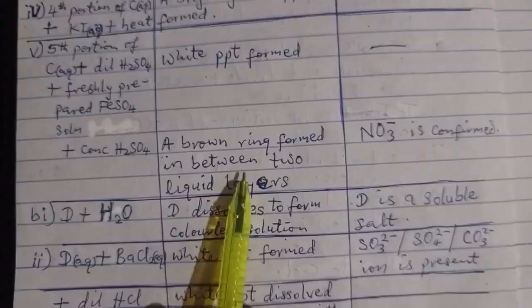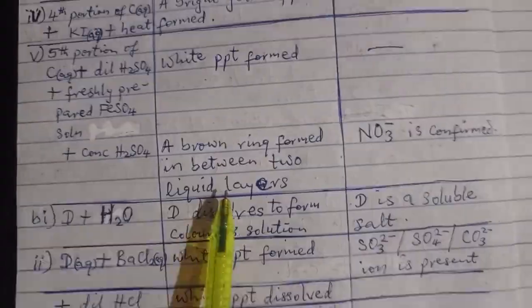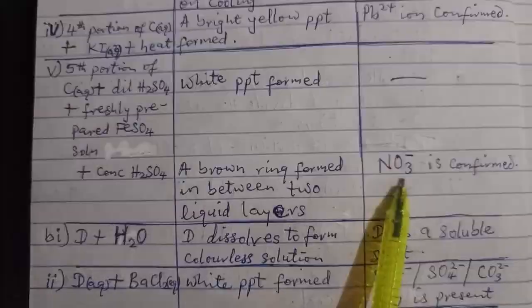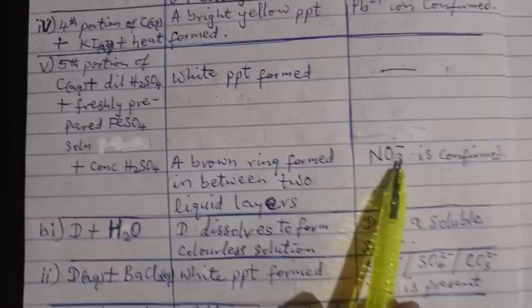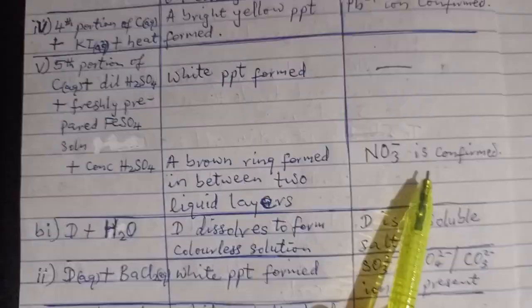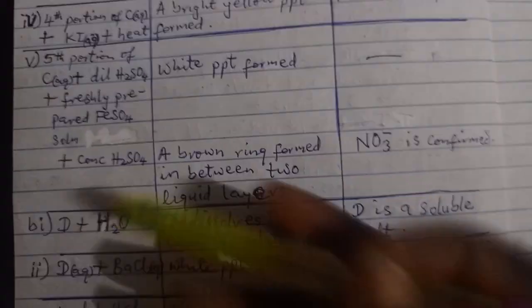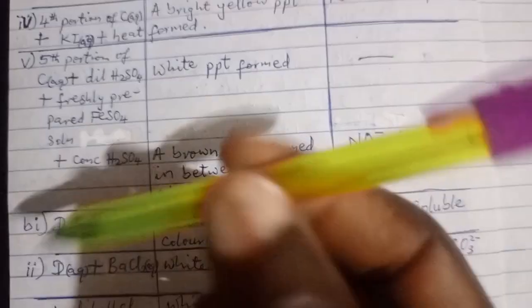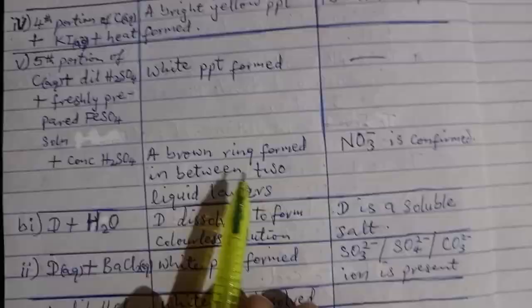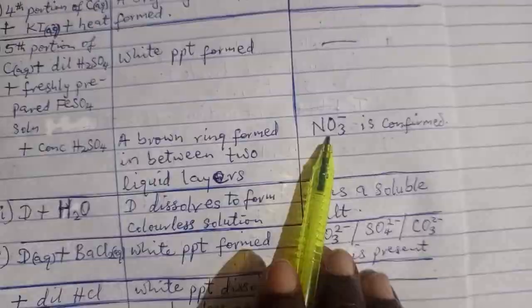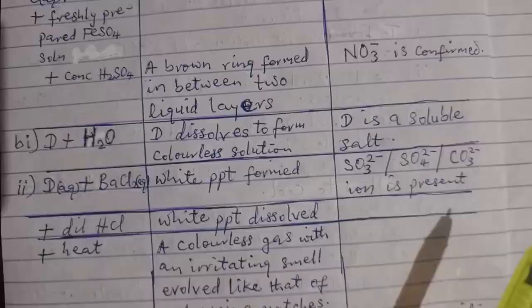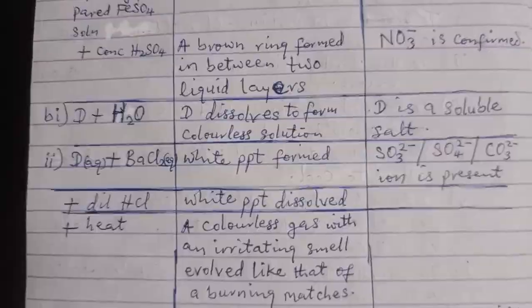So when that is formed, you are now confirming what? Nitrate 5 ion present in that solution. That's what you are testing for. So once you see the ring in the middle of these two solutions, that is to prove to you that you are testing for nitrate 5 ions. Okay, so now go to sample D.